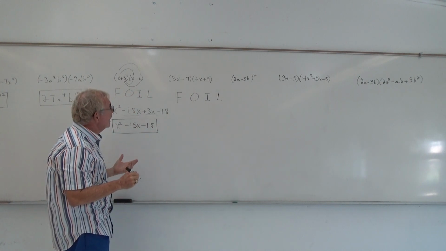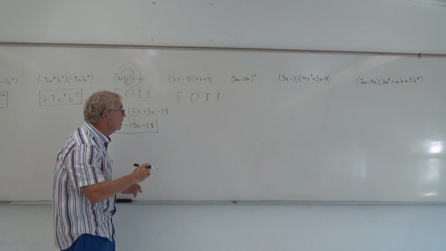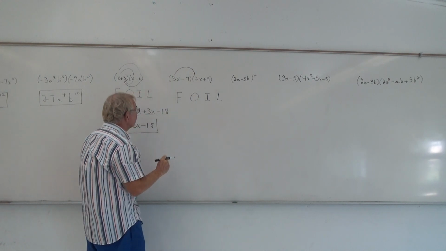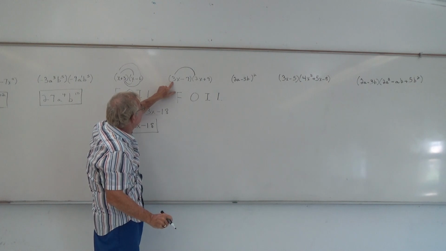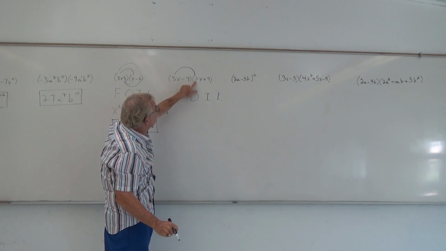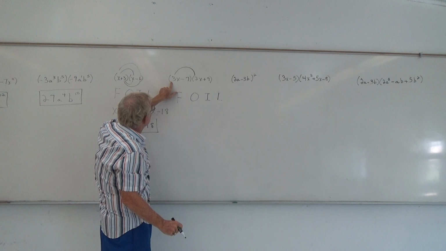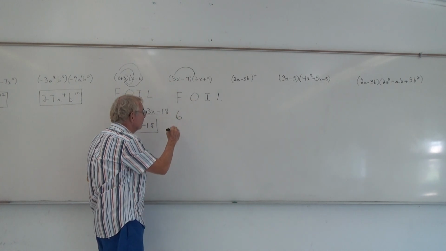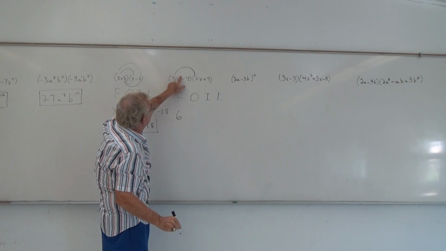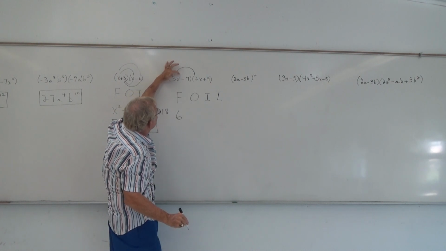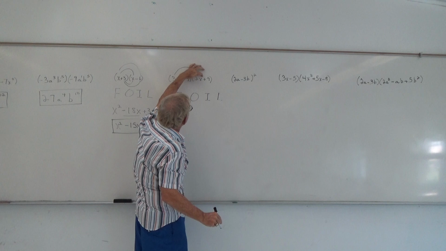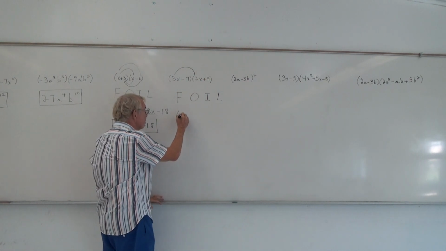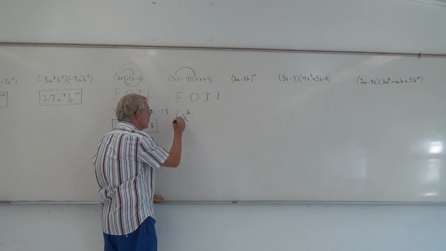Okay, so what's the F stand for? The first term. Now, you got a coefficient of 3 and a coefficient of 2. So 3 times 2 is 6. You got an exponent understood to be a 1 here, an exponent understood to be a 1 here, and the rule in exponents, you add them, so 1 plus 1 is 2. That's your first term.